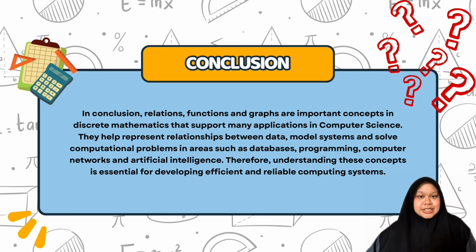In conclusion, relations, functions, and graphs are fundamental concepts in discrete mathematics and play an important role in computer science. They provide a systematic way to represent relationships, describe mappings, and model interconnected systems. These concepts are widely applied in databases, programming, computer networks, and artificial intelligence to solve computational problems efficiently. Therefore, understanding these concepts is essential for developing efficient, reliable, and well-structured computing systems.